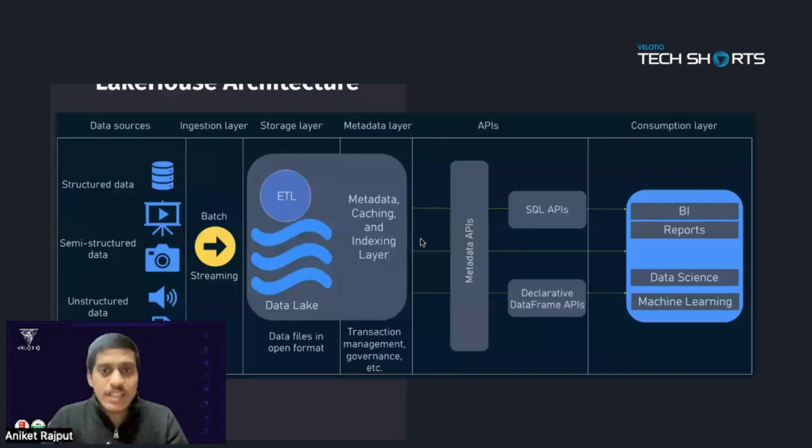So first one will be the ingestion layer. The second one will be the storage layer. The third one will be a metadata layer, and this metadata layer is an important layer. The fourth one is the API layer, and the fifth one is the consumption layer. So let's see each of them in a little detail, right? So the first one is an ingestion layer, right?